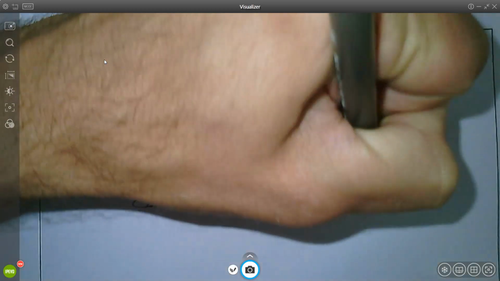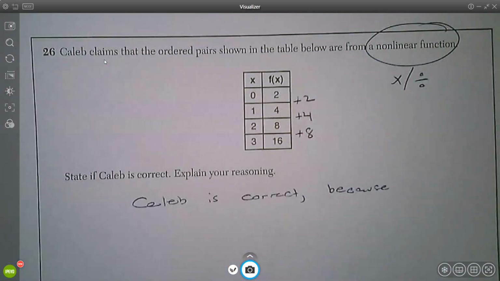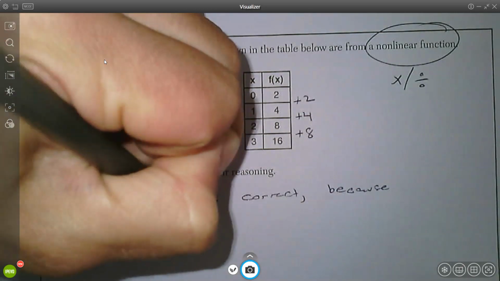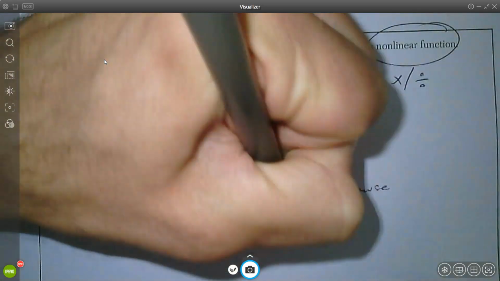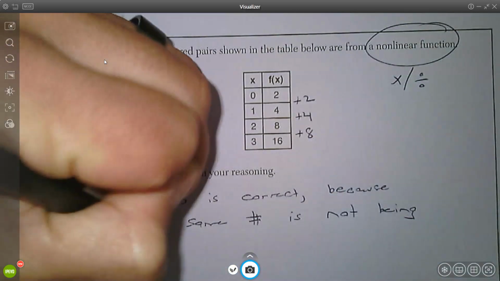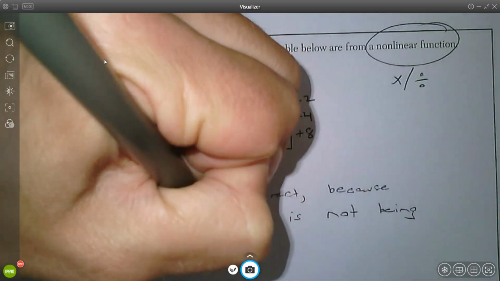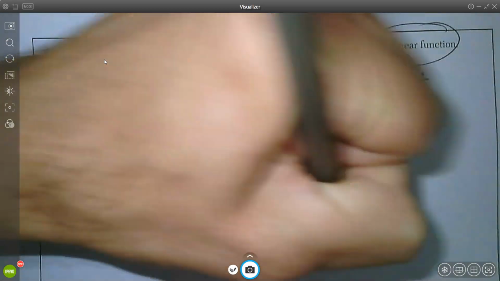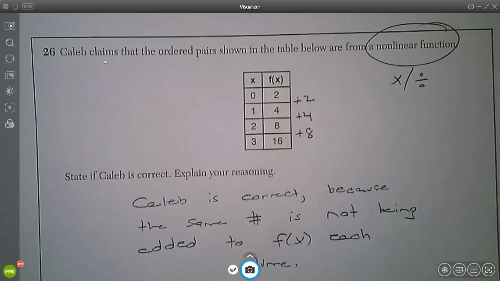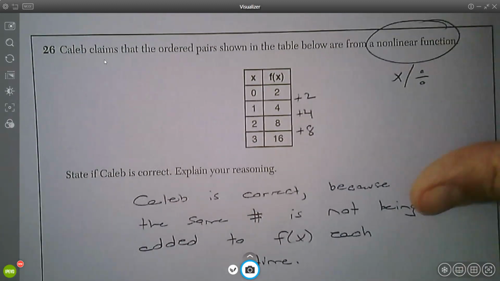Because the same number is not being added to f of x each time. They're multiplying by 2 each time. You could argue that. That makes it nonlinear. It's an exponential function.